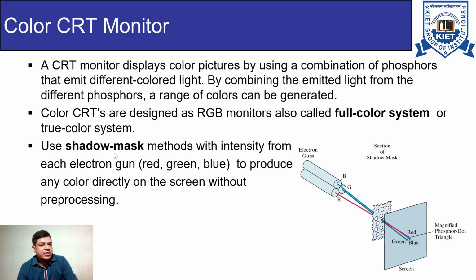Now in this we use the shadow mask method with intensity from each electron gun, red, green and blue, to produce any color directly on the screen without pre-processing. So in this way we can produce a colored image on the CRT screen.